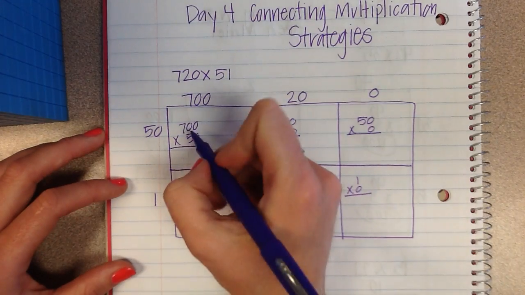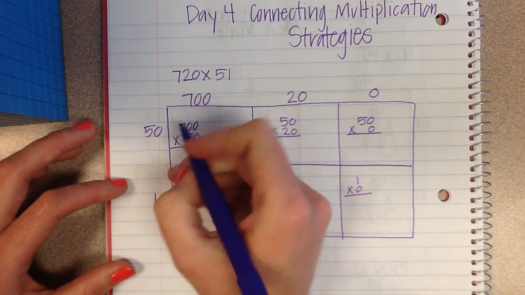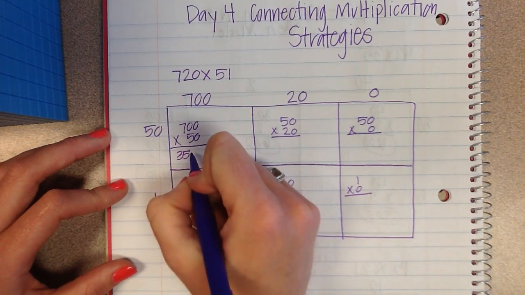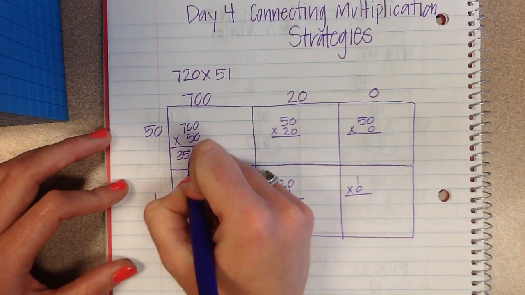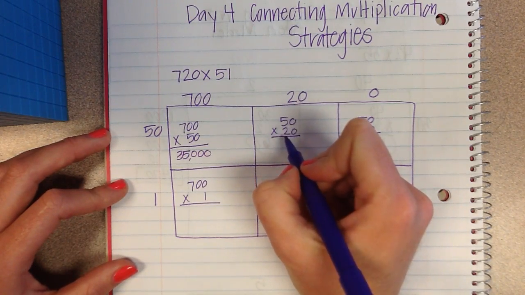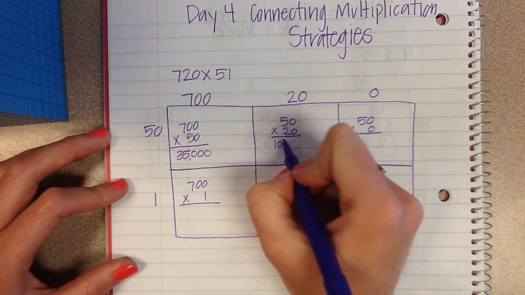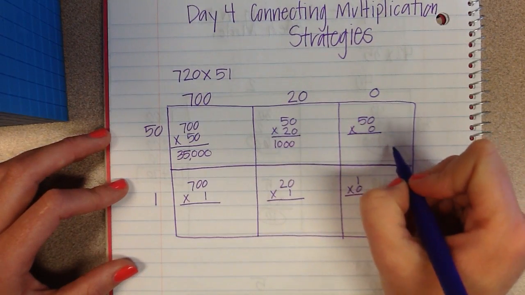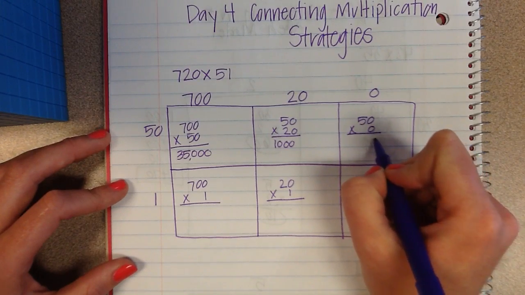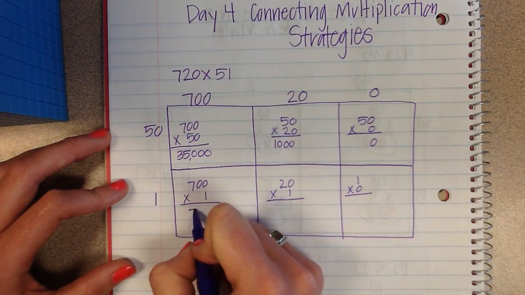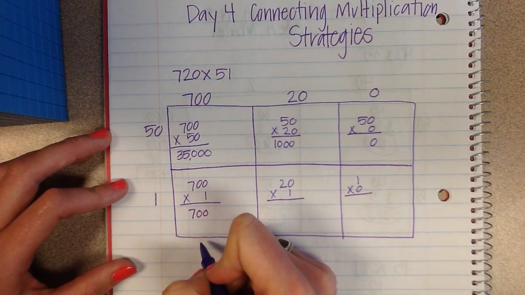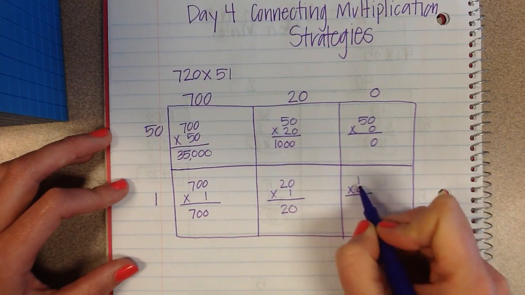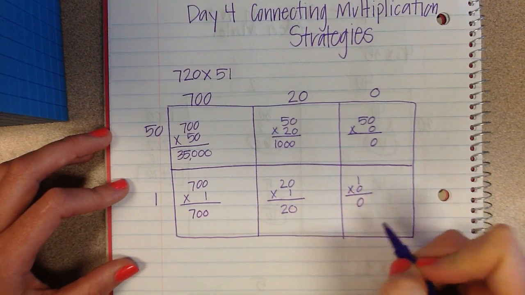So, let's see. I know that 7 times 5 equals 35. I have 1, 2, 3 zeros, power of 10. 5 times 2 equals 10, and I have 2 zeros. 50 times 0 equals 0. 700 times 1 equals 700. 20 times 1 equals 20, and 1 times 0 equals 0.